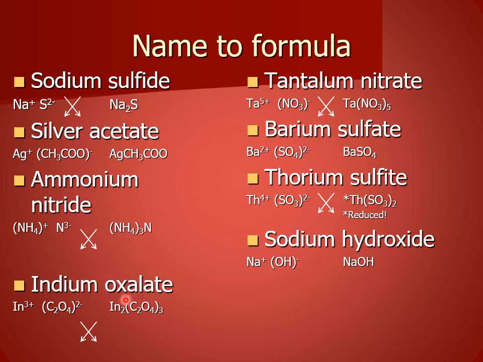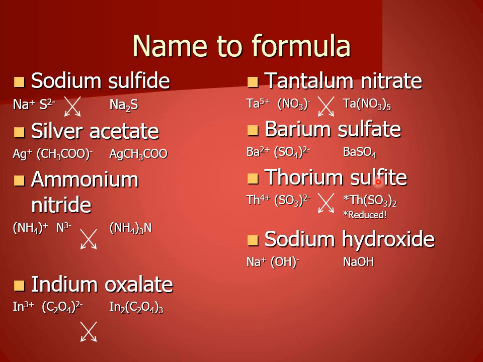What about indium oxalate? Well, 3 positive, 2 negative. Oxalate is the C2O4 grouping you will find on the back of your ion sheet. And the 3 and the 2 don't cancel, so I crisscross, and when I do that, this is the formula that I end up with. Okay, well, the others kind of work out. So tantalum nitrate, barium sulfate, you can see how those work out.